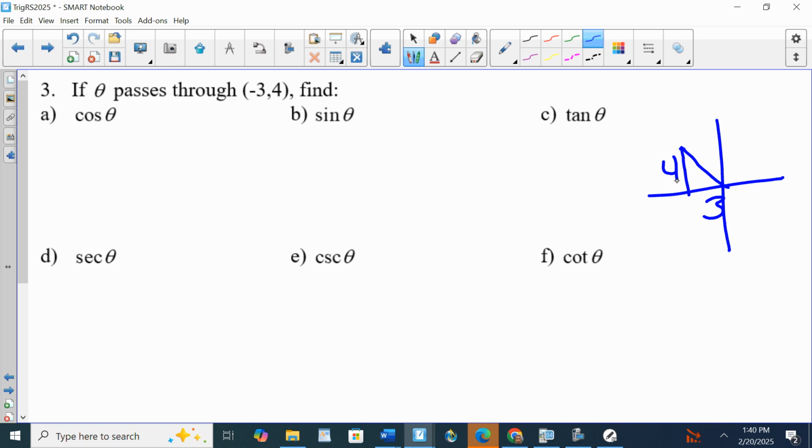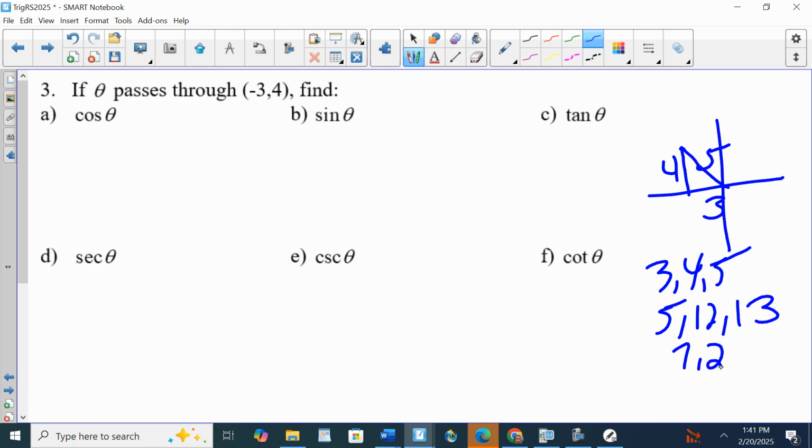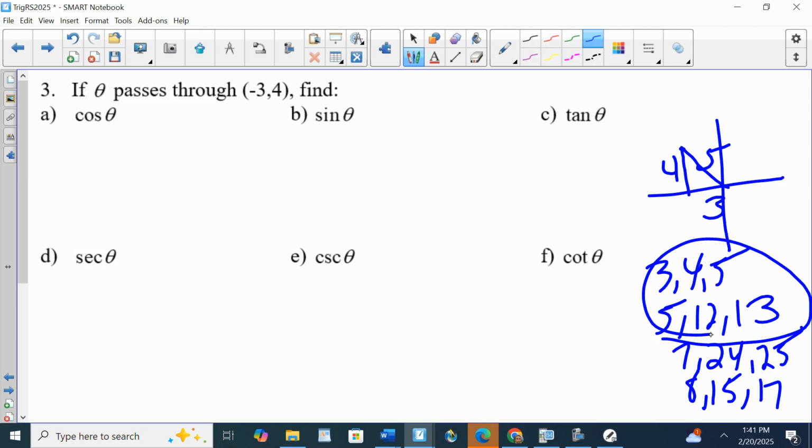If it's a triple, use a triple. Yes, this is a triple. 3, 4, 5. Triples you're responsible for. 3, 4, 5. 5, 12, 13. Those are the main ones. 7, 24, 25. 8, 15, 17. There are more, but those are the ones I'd like you to know, especially those.